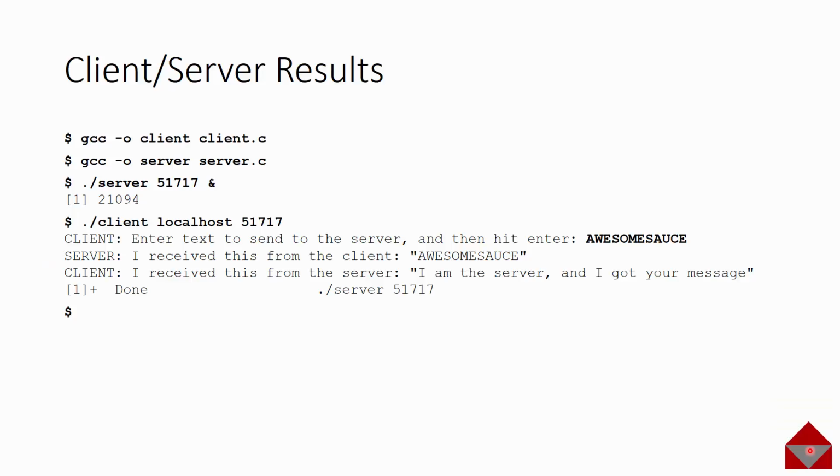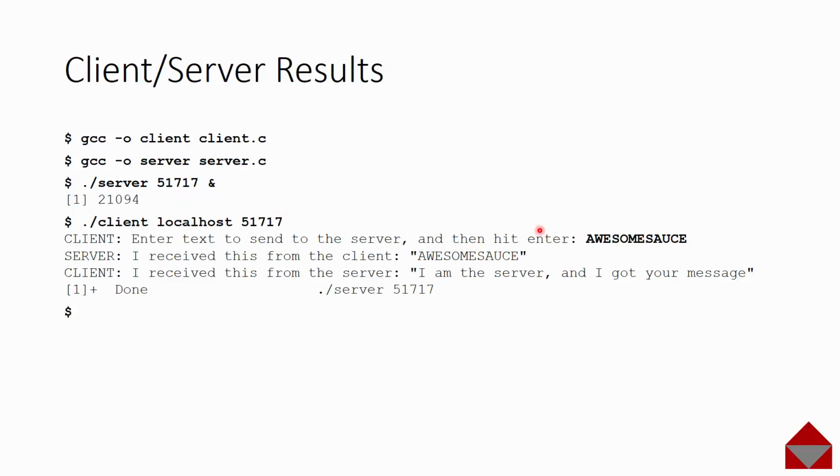Alright, so as the results here show, we can compile both programs. Here for the server, I'm setting up this server to run at this particular port in the background. That way I still retain access to my command line so I can play around with the client. Here I fire up the client with the machine that I want to use, which is my own machine, so localhost, and then I pass in the port number, and that enables the client to connect to the server.